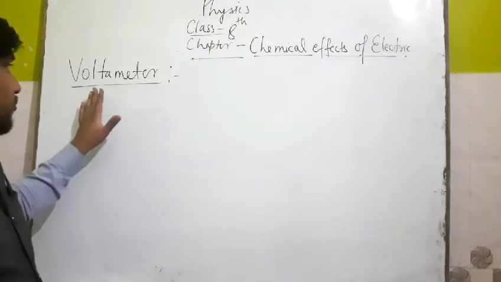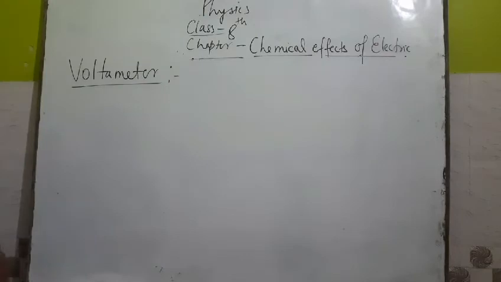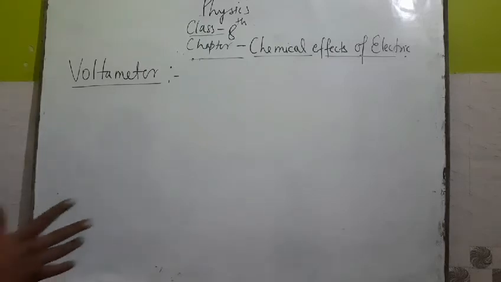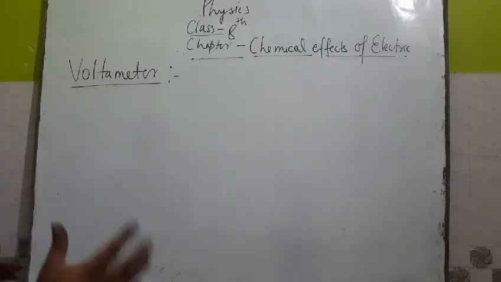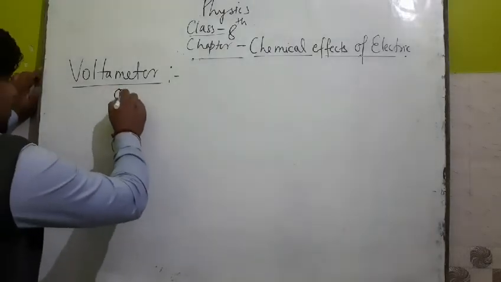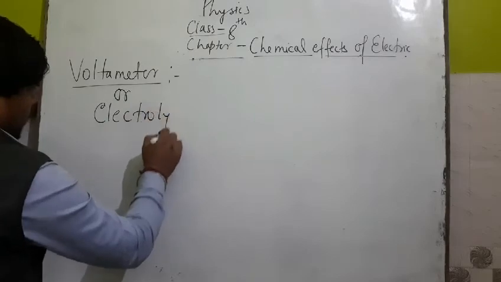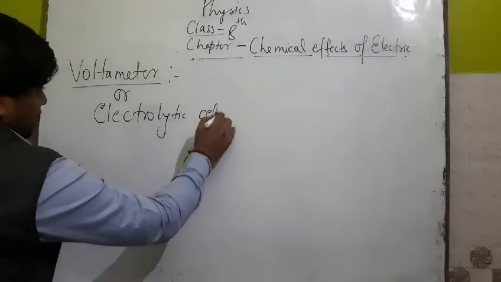Okay, but this is a voltameter. Voltameter is a glass or plastic container containing two electrodes and electrolytic solution. Means प्लास्टिक या ग्लास कंटेनर होता है जिसमें दो इलेक्ट्रोड्स होते हैं इलेक्ट्रोलिटिक सॉल्यूशन में, वो कहलाता है voltameter. Okay, and we also call it electrolytic cell. Means this voltameter is also called electrolytic cell. Clear?